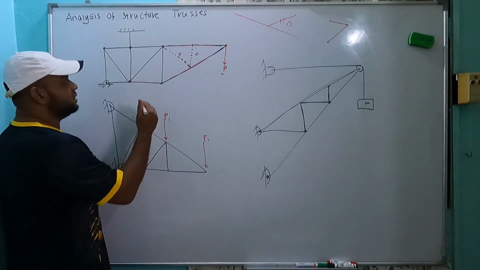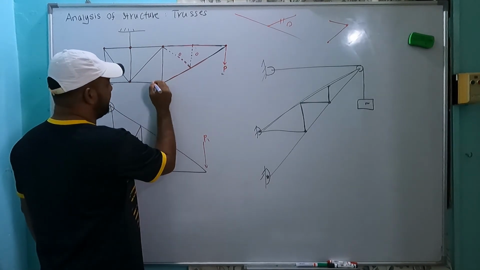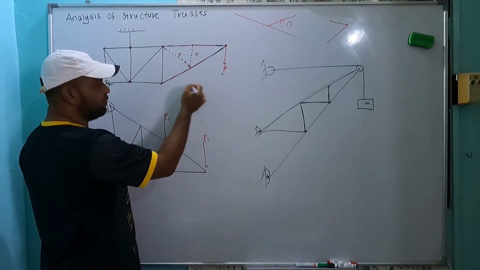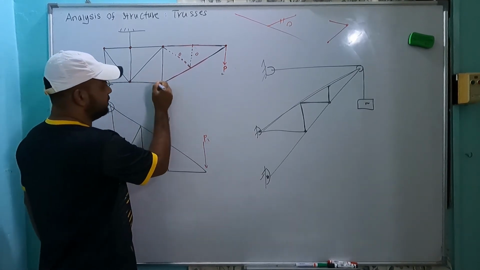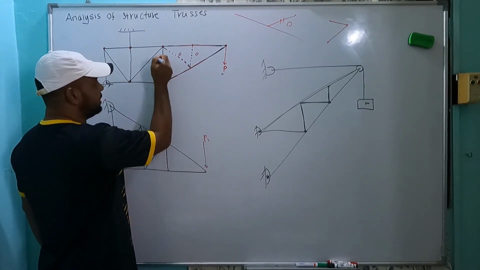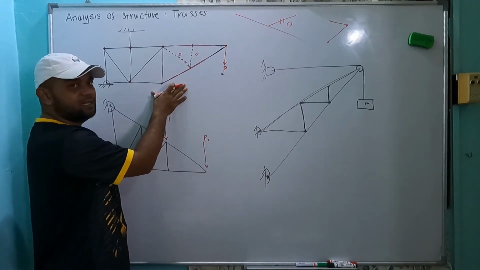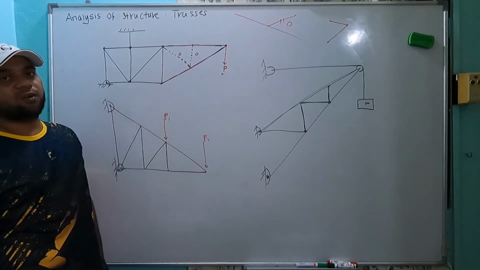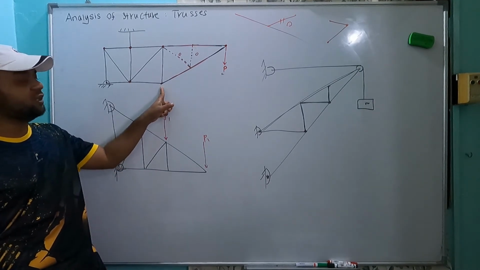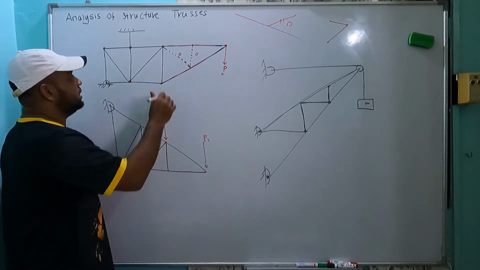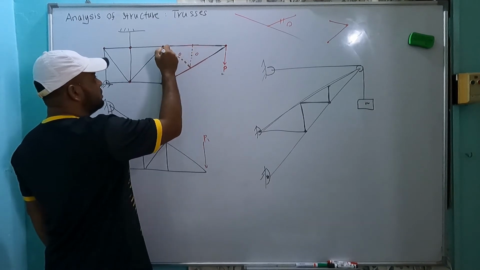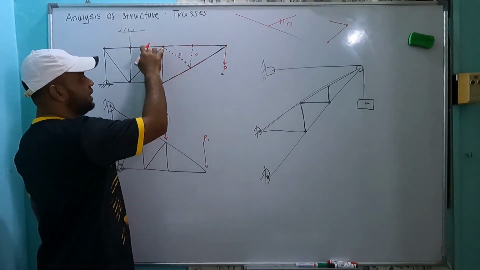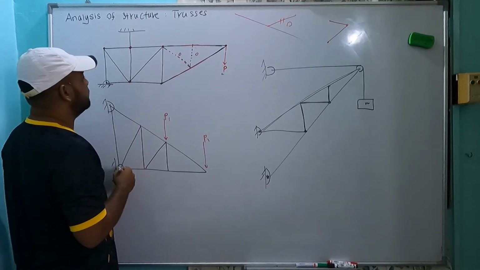Okay, so we look at this part. Here we have 1, 2, and 3, but none of them is in line. This one is in this direction, this one is here, the other one is here. So none of it is in line, so these 3 parts cannot be zero force members. You have to leave it as it is. Here we have 1, 2, 3, and 4 components. So it cannot be a zero force member. Only 2 are in line, so not a zero force member.